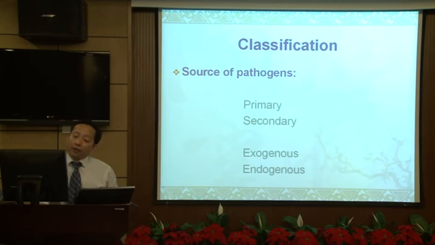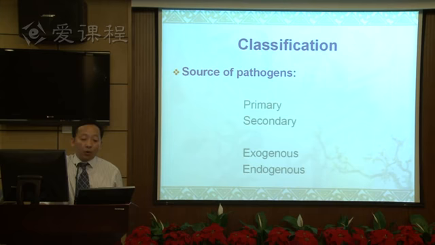And the classification according to the source of pathogens can be primary. The primary means the pathogenic microorganism invades the host infected for the first time, and the secondary means another pathogen infection occurred in an already infected host, and also it may be exogenous or endogenous.